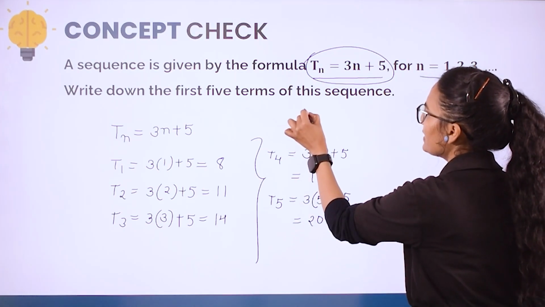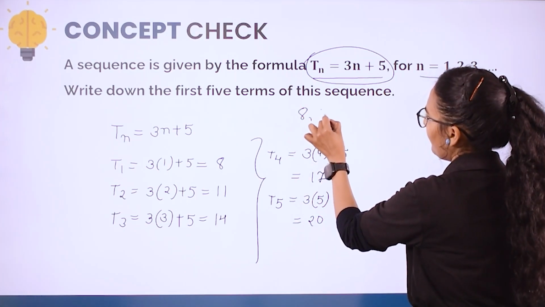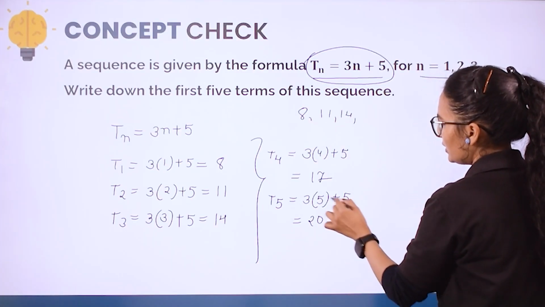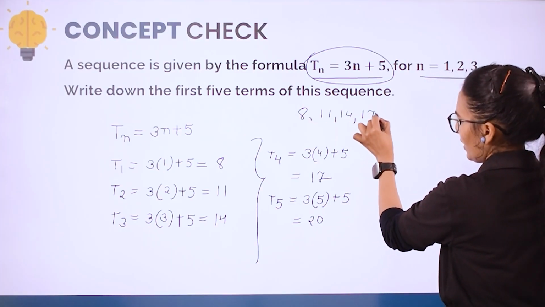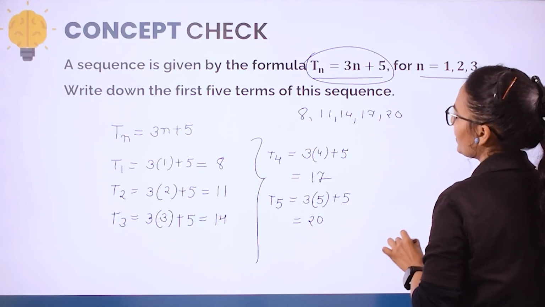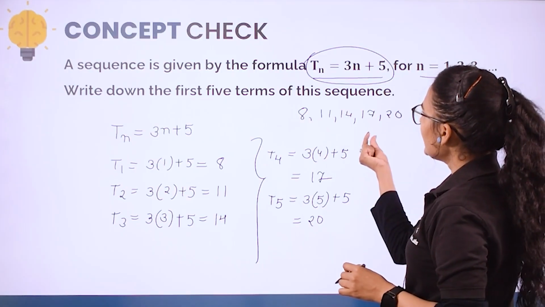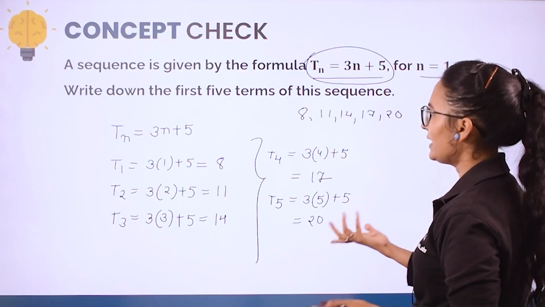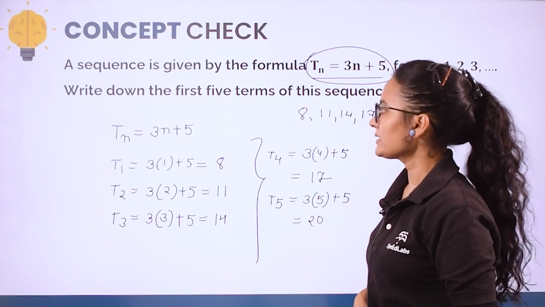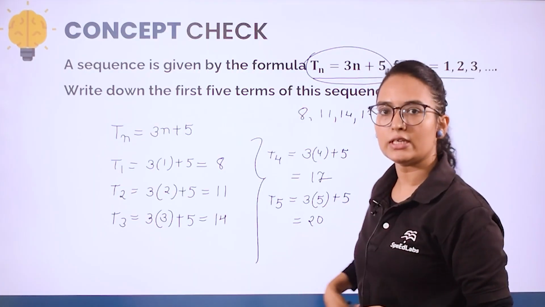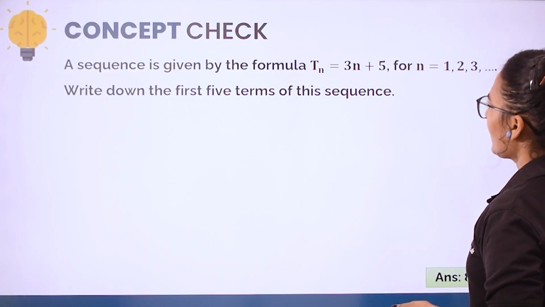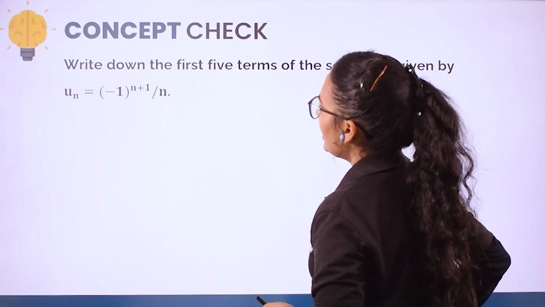This is the sequence I framed: 8, 11, 14, and then 17 and 20. If you see the rule here, it is plus 3, plus 3, plus 3, plus 3. So that is the sequence, and these are the first 5 terms of the sequence. You can see the answer here. Next, let us see the next question.